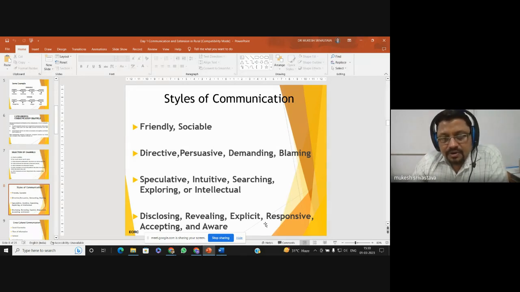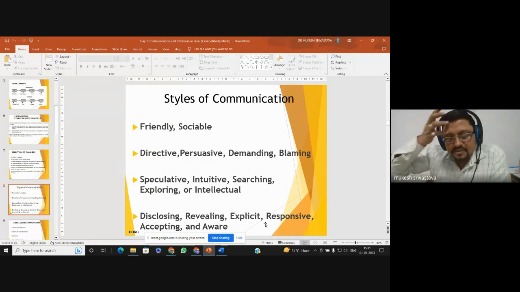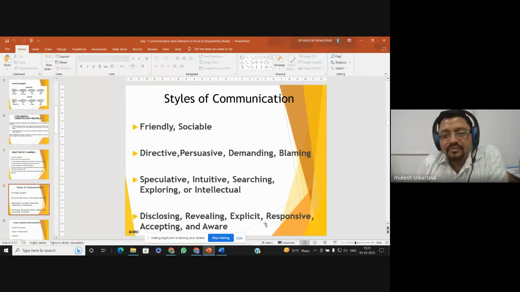Another style is speculative, intuitive, searching, exploring, and intellectual. This is basically about slightly higher-level people. If they have a certain knowledge level, there are some persons in villages or rural areas who have some information about their farming, animal husbandry and healthcare issues. So they have to be engaged in that area, they are somewhat intellectual. And that means the style of communication will change with them.